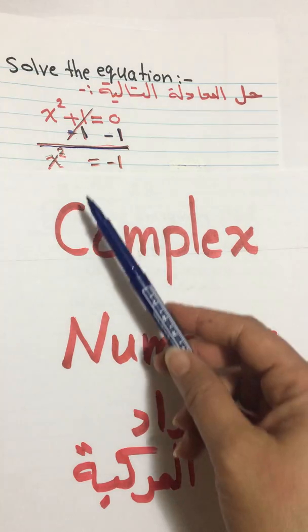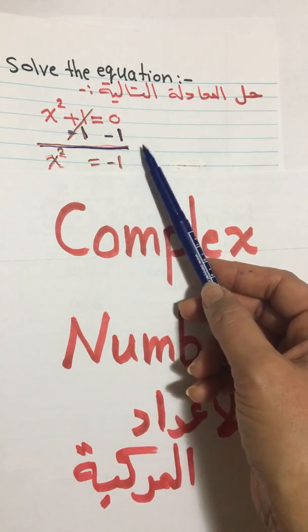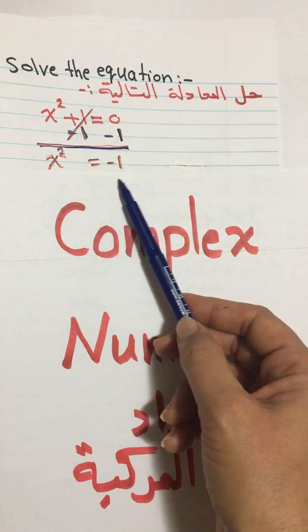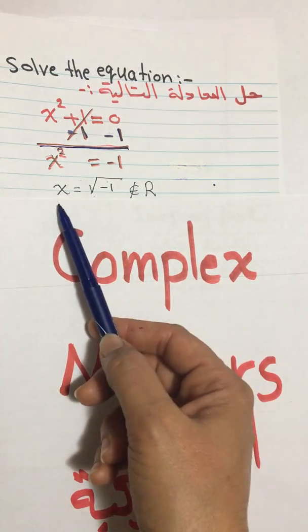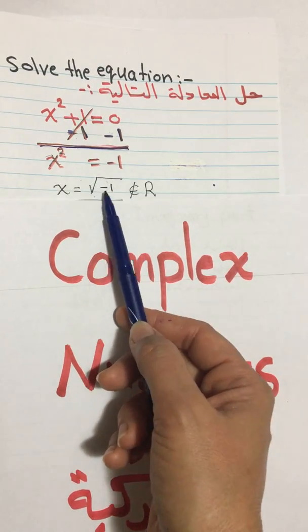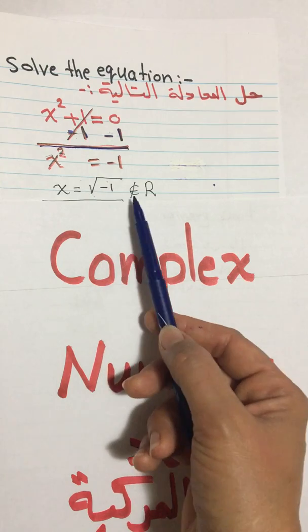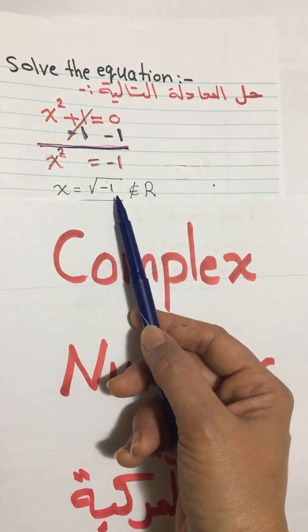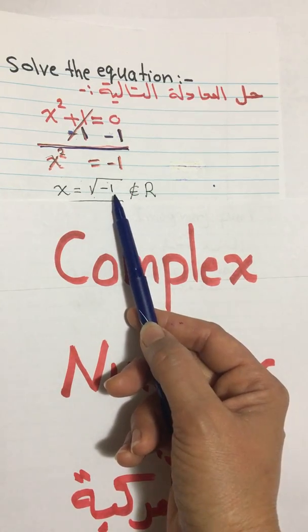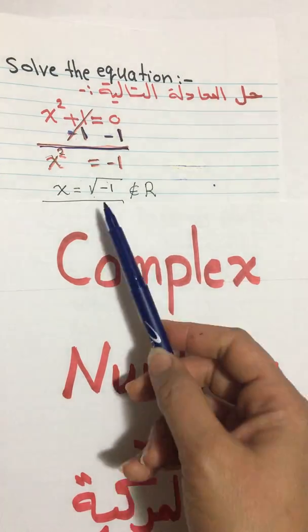So we're going to have x squared equals negative 1. Now take the square root, so x equals the square root of negative 1. This number doesn't belong to R. We couldn't find any square root of a negative number that belongs to R. So this is not a real number.